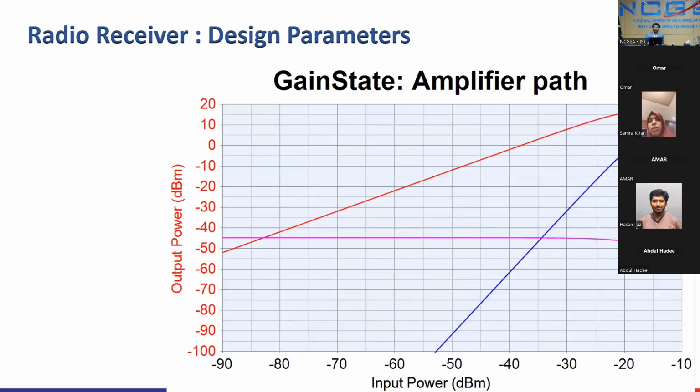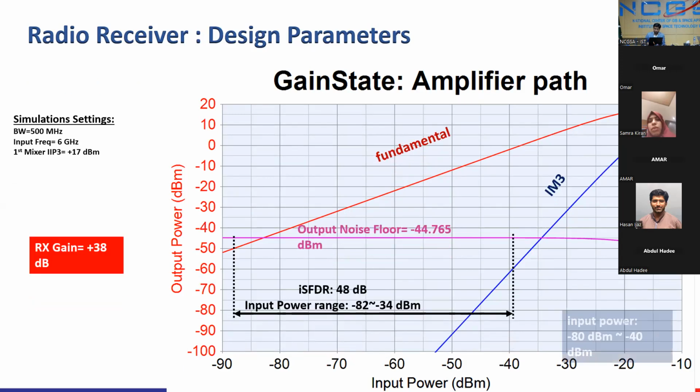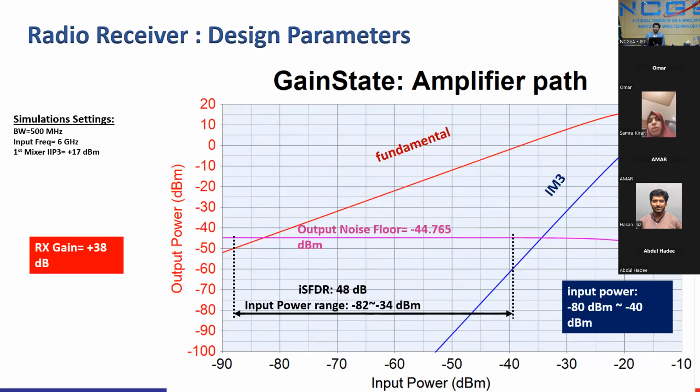Then before moving toward the final session, let's see this plot. The different terminologies we have discussed previously in the design parameters, you can see. For example, we have simulation settings of 500 megahertz bandwidth, and the input frequency is 6 gigahertz. The first mixer IP3, I'm not going to IP3 at present, plus 17 dBm. Let's ignore it at present.